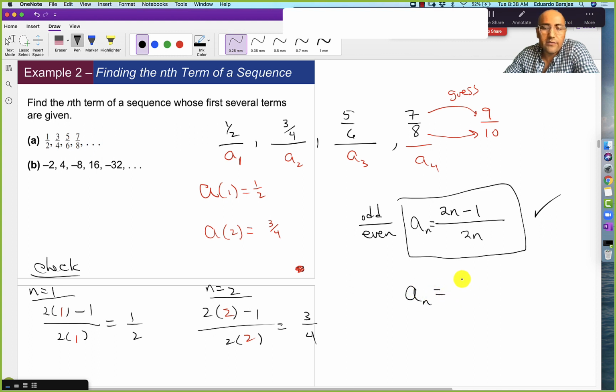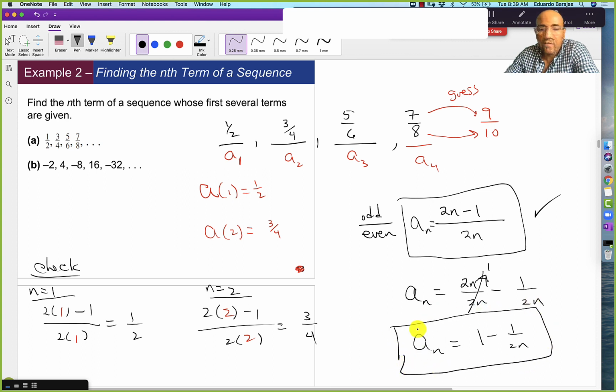get a different expression. So you could also rewrite this as 2n over 2n minus 1 over 2n, which then reduces to 1 minus 1 over 2n. I don't know, if you like seeing it this way better, then that's fine too. This will also give us the same result. Again, you can guess and check.